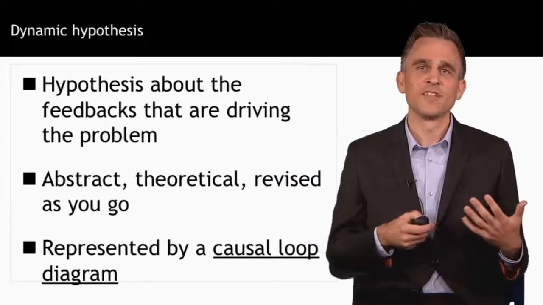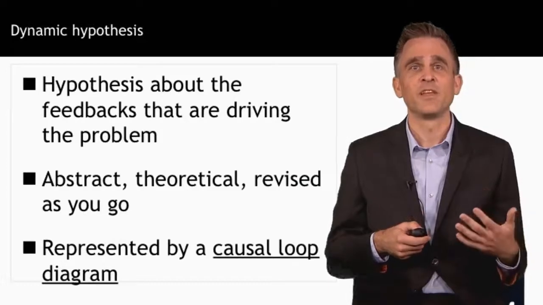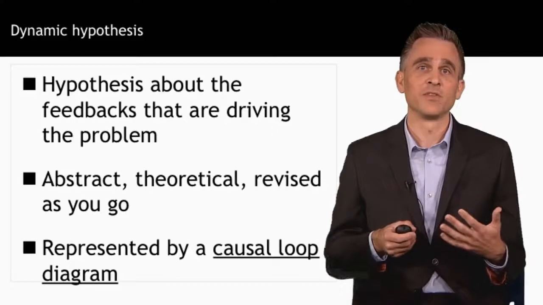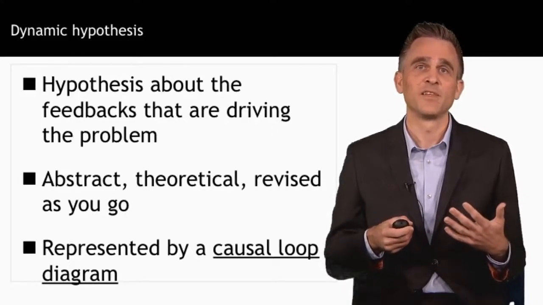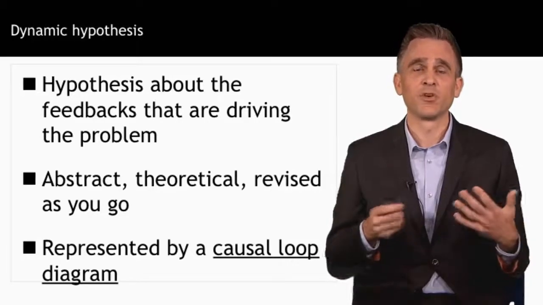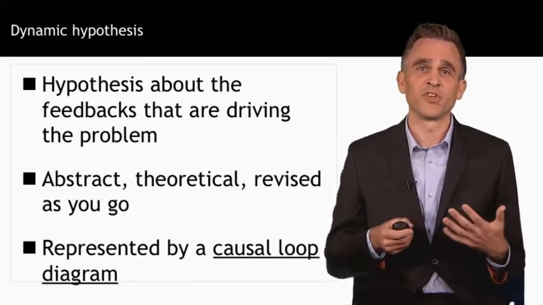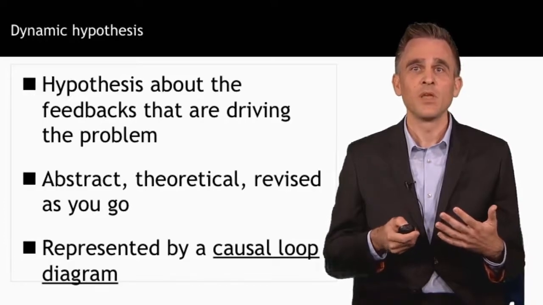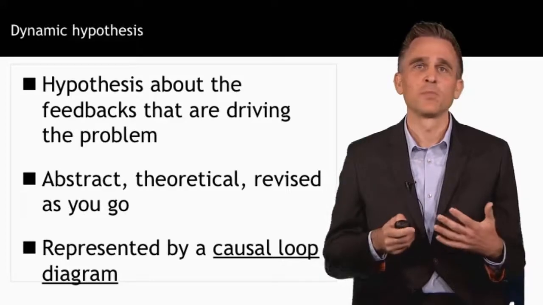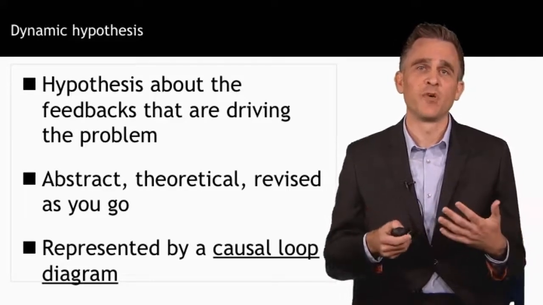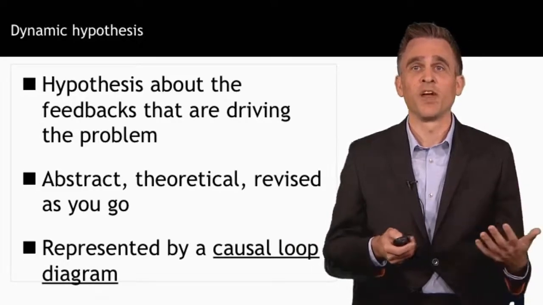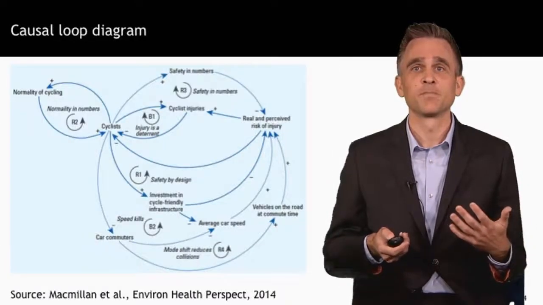Once you have a clear sense of your problem and the patterns that you're studying, the next step is to form a hypothesis about the structures that are causing those patterns. And that's what a dynamic hypothesis is. It's really like any scientific hypothesis, except that you're more focused on the overall structure of a system as opposed to any particular variable in the system. A dynamic hypothesis starts out as an abstract idea, it's purely theoretical, and it often changes as you go through the model building process. The next step in this process is creating a causal loop diagram to represent your hypothesis.